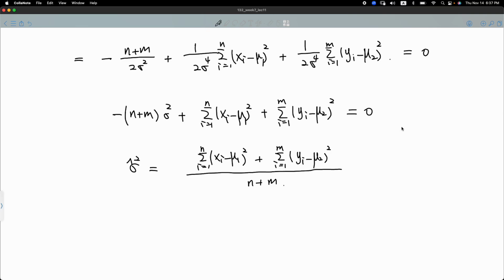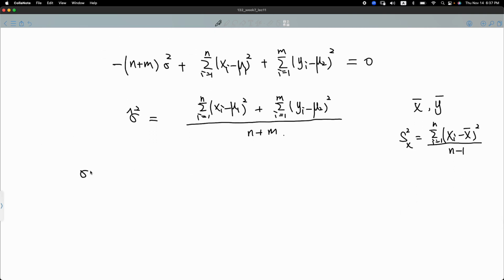And then here, I'm just not going to show you the proof, but the maximum likelihood estimators for mu1 and mu2 are just x bar and y bar. And then we also know that the sample variance for the x variables is the sum of xi minus x bar squared divided by n minus 1, and the same thing for y is divided by m minus 1. So then we can rewrite sigma square hat as n minus 1 times the sample variance for x plus m minus 1 times the sample variance for y, divided by n plus m.